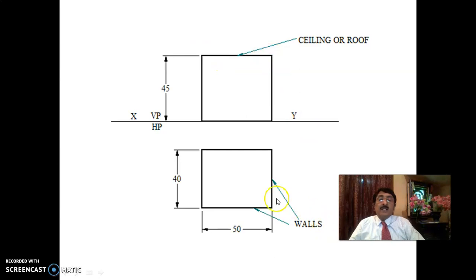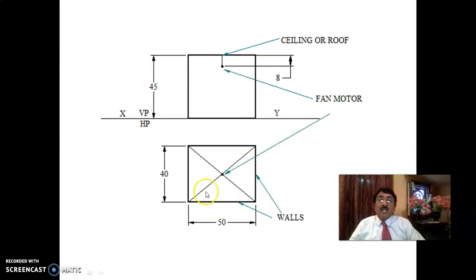This is the ceiling. These are all the walls. Okay, front wall, right wall, left wall, back wall and all that. This is the ceiling. This is the ground. Okay, in the examination, how to do? XY line you draw, VP, HP, draw front view, draw top view. Okay, once you draw this, you see here, this is hanging 0.8 meters from the center of the ceiling. You take 8 mm, you take here, this is center. Okay, fan motor in the front view is this, fan motor in the top view is this.